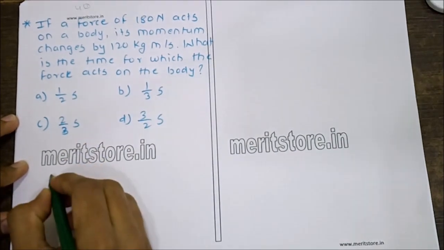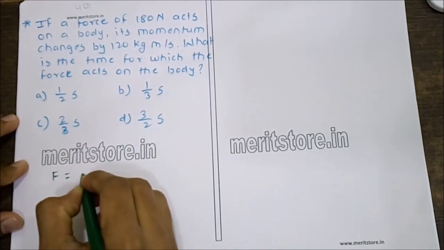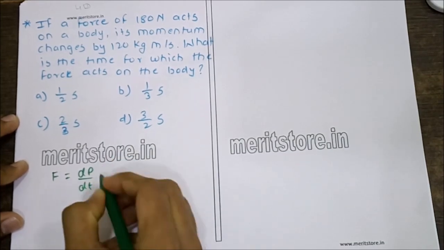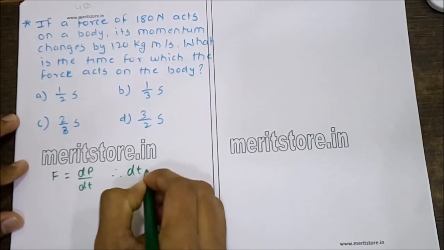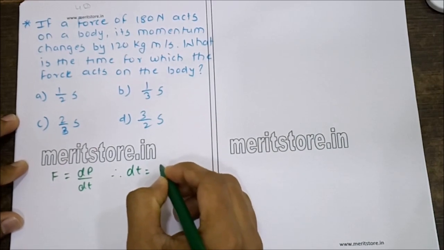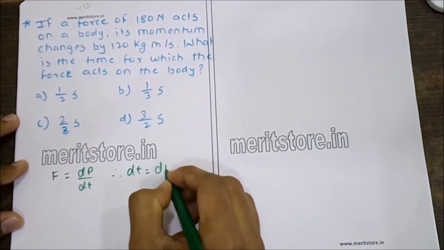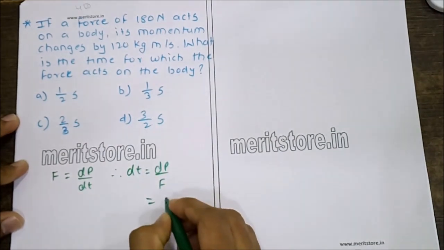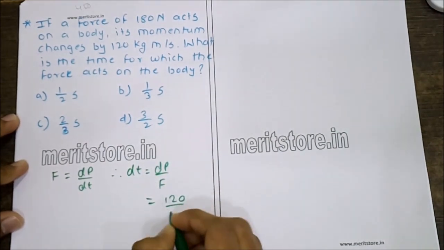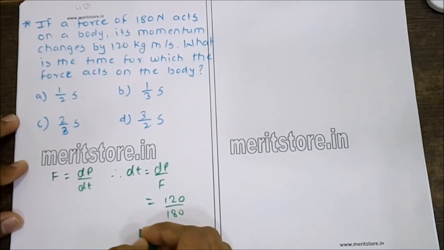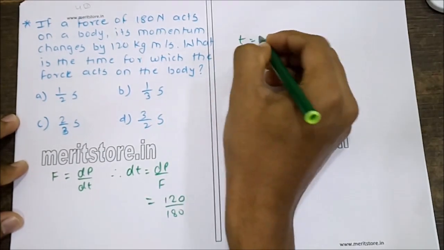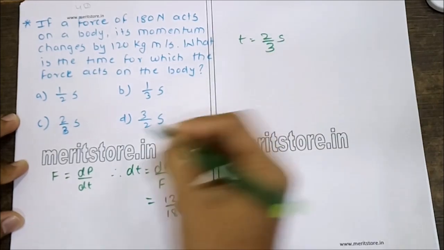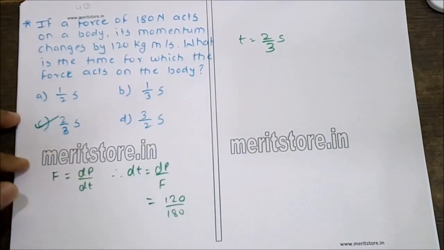So in order to solve this, force is nothing but rate of change of momentum. So the time for which the force acts can be given by rate of change of momentum upon the force. So rate of change of momentum is 120 and the force is 180. So the time is given by 2 by 3 seconds. Hence option C is the correct answer.